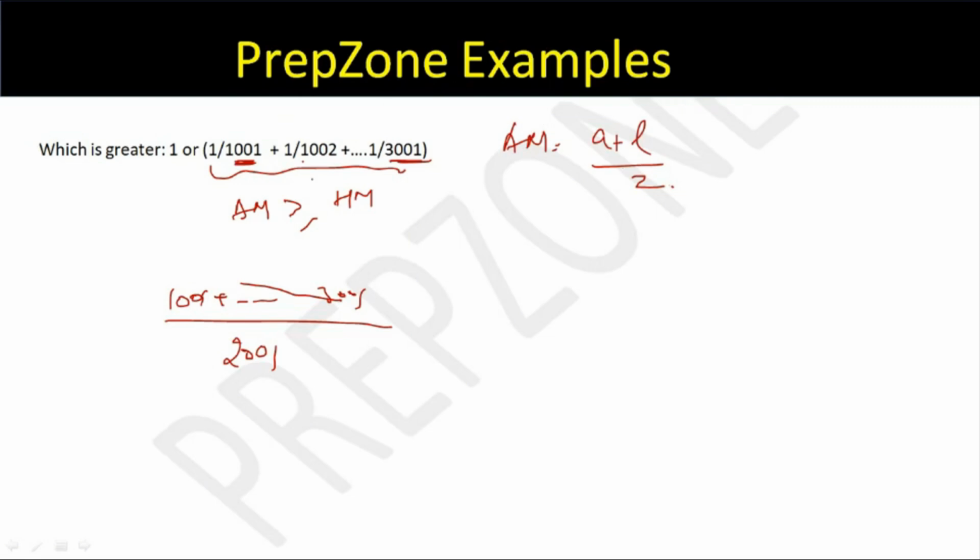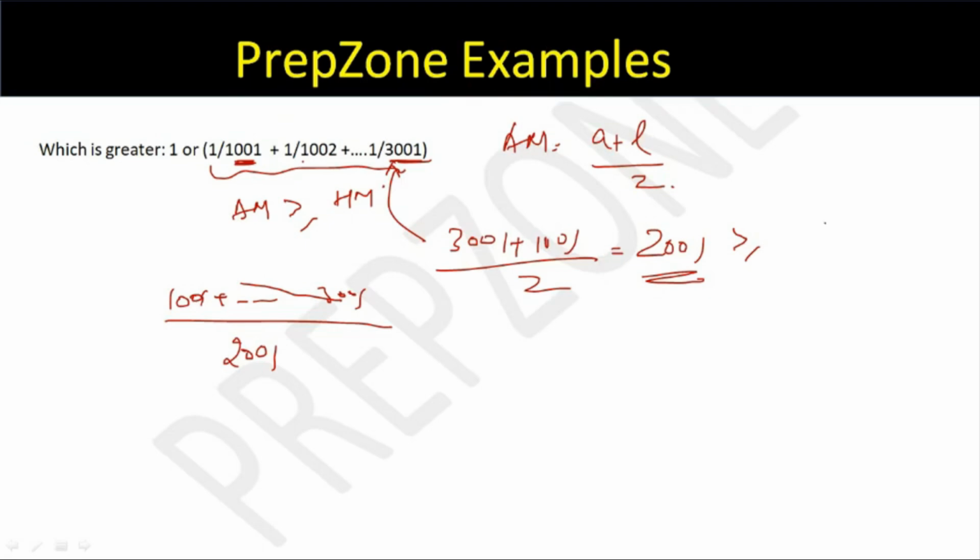So if that is the arithmetic mean, what will be the arithmetic mean of this expression? 1001 plus 3001 by 2. Which is what? Which is 4002 by 2, 2001. Yeah, 2001. Okay. This is the arithmetic mean and this is greater than or equal to your HM. Right. Now, how do you write the expression of HM?